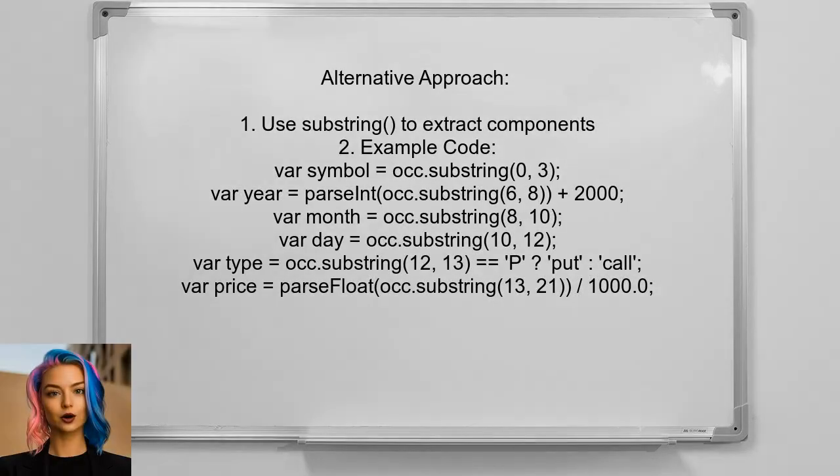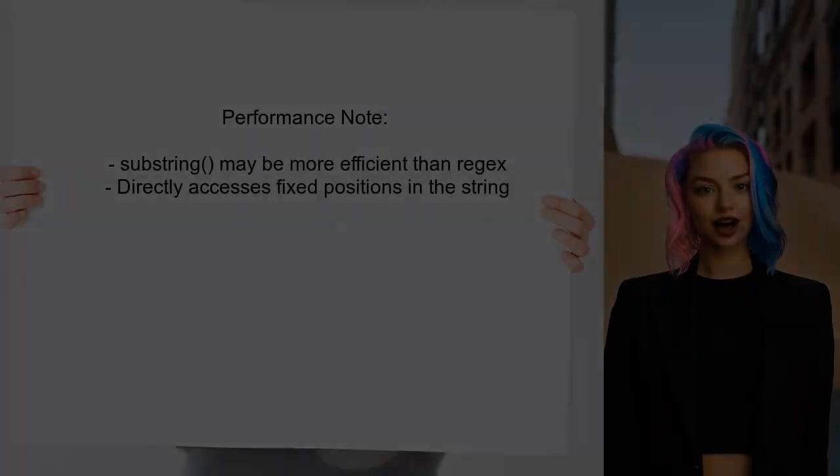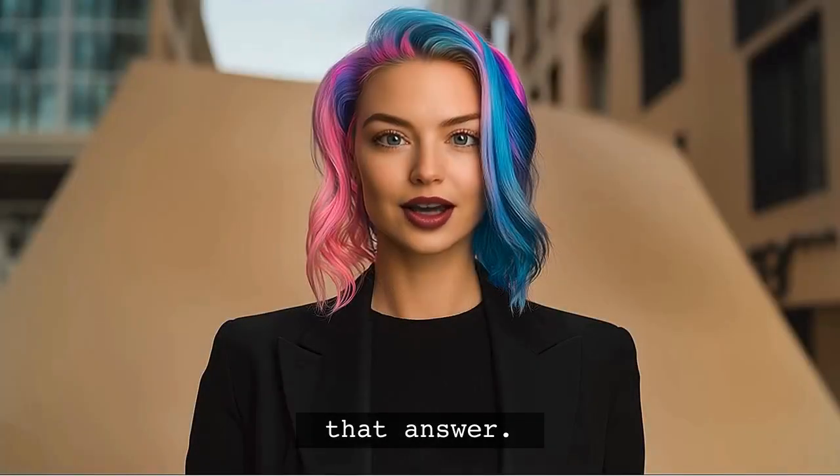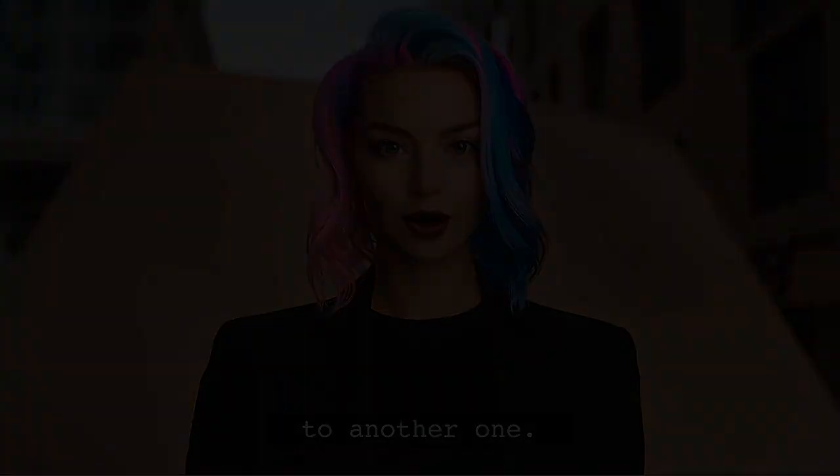An alternative approach suggests that you might not even need Regex to parse the OCC option symbol. Instead, you can use the substring method to extract each component directly from the string. This user believes that using substring will generally perform better than Regex for this task, as it directly accesses the fixed positions of each part of the symbol. That wraps up that answer. Let's move on to another one.